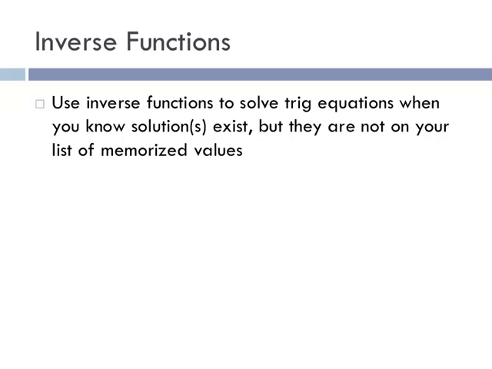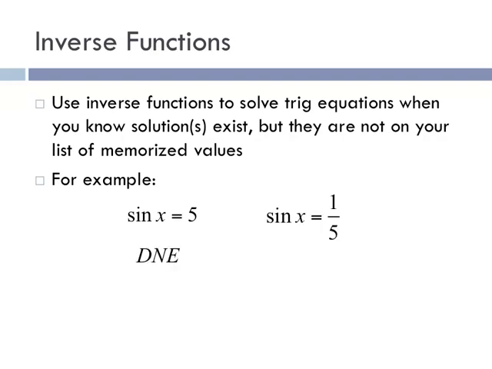In that case, we know there's a solution, but we don't have a memorized value for when sine of x is equal to 1/5. We have it for 1/2, we have it for √2/2, √3/2, but we don't have it for 1/5. So just for example, sine of x is equal to 5, we know for a fact that that does not exist because that's greater than 1. But on the other hand, sine of x equals 1/5, well, that's going to be sine inverse of 1/5. So we will use an inverse function to solve these types of equations.